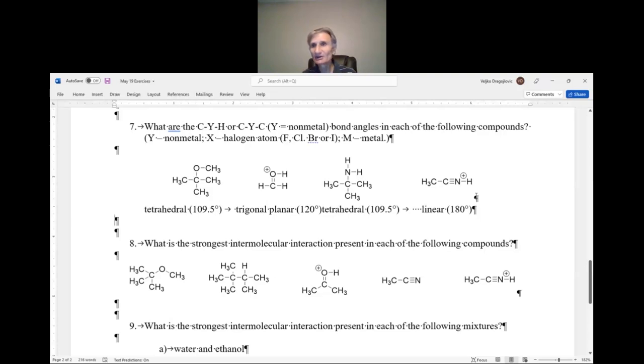Okay, this was a little bit longer one, so let me check if there are any questions before we move on to a little bit different topic of intermolecular interactions. Is oxygen sp2 because there is a pi bond? Yes, that's correct. 1 pi bond, sp2; 2 pi bonds, sp.